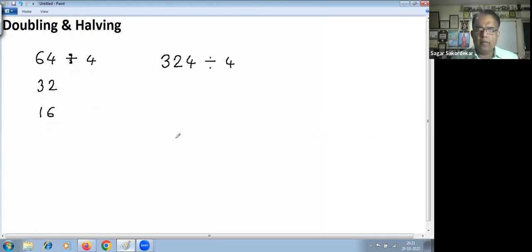3, 2, 4 divided by 4. Isra, divide means it will be a smaller number. Let's try again. 3, 2, 4 divided by 4. When you are dividing, the answer has to be less. Yeah, China correct, Arti correct.